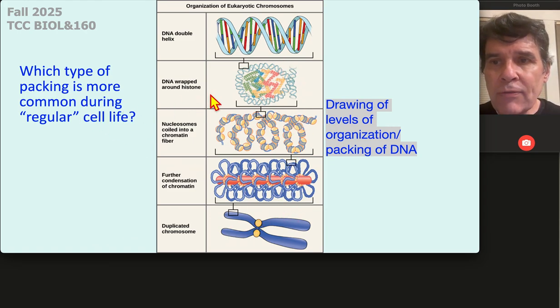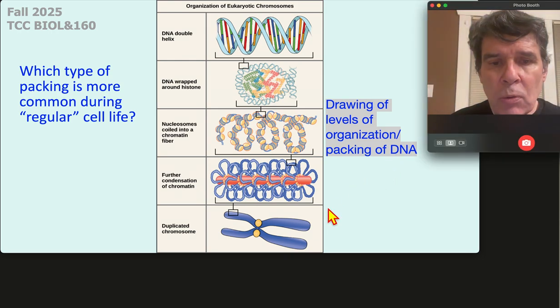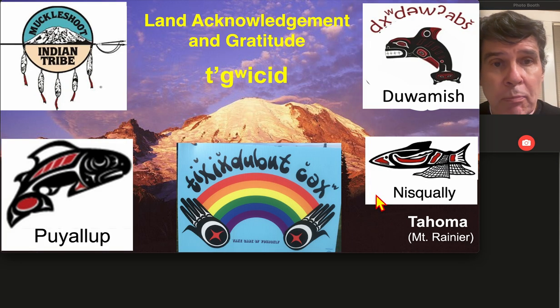The question on the left, what type of packing is more common during regular cell life? Well, we would favor the upper, more relaxed state in the upper pictures there, where the enzymes can access the DNA and express the particular genetic content, but probably some of the chromosomes down at the bottom. Also, some of the genome exists like that, because a skin cell would not have any interest in the eye cell's genetic content, and so it might remain really condensed and packed up.